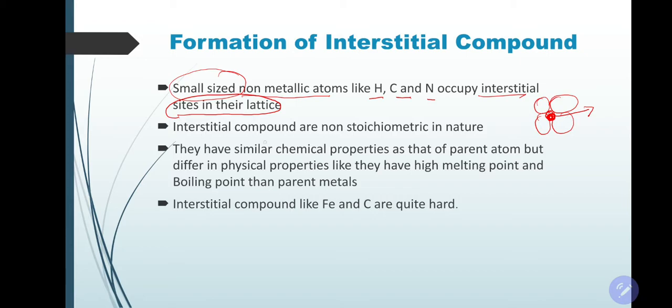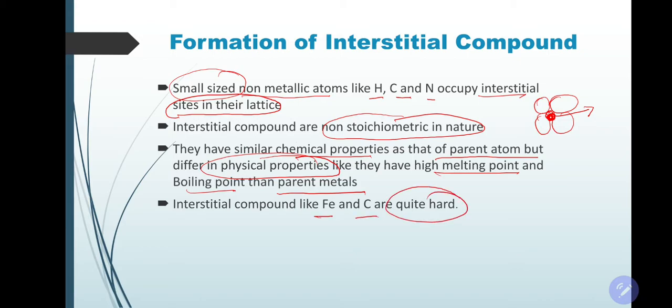So these interstitial compounds are non-stoichiometric in nature. They have similar chemical properties to their parent metal, but they differ in physical properties, like a higher melting point and boiling point than the parent metal. Interstitial compounds like ferrous carbon are quite hard. Clear? Okay, now let's do the next point.